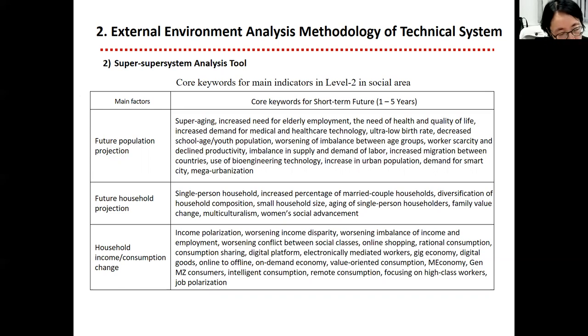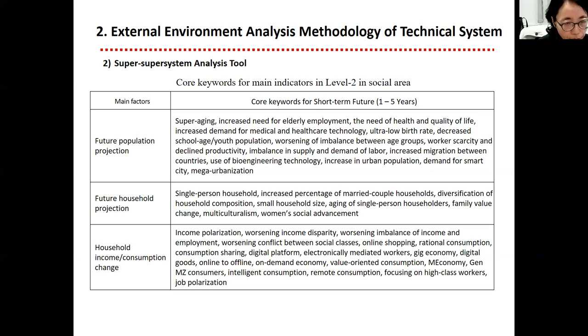Tables on this slide and the next slide show the core keywords for an analysis of the trends in social areas derived by the second method. Key topic words of level two, such as population, household, income, consumption, generation, digital, and trendy products, were used as search words in the periodic research report on future society forecast published by the Korean Institute of Science and Technology Evaluation and Planning in 2021. For example, the results of searching core keywords by the above-mentioned method for demographic change are as follows.